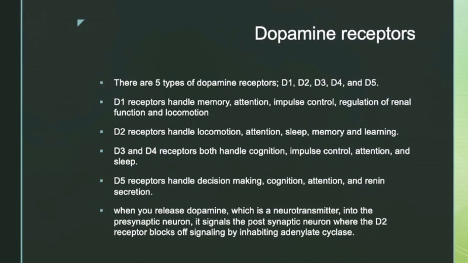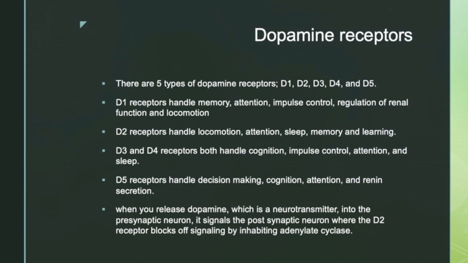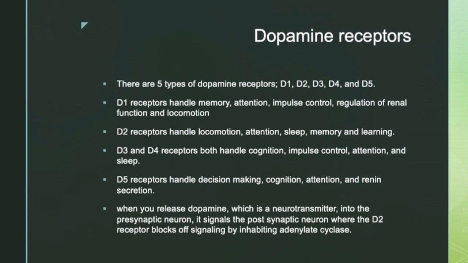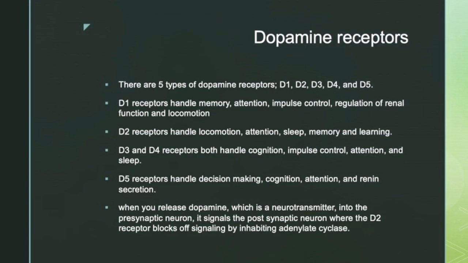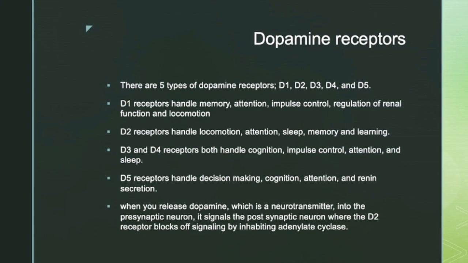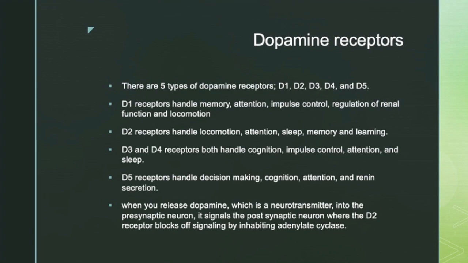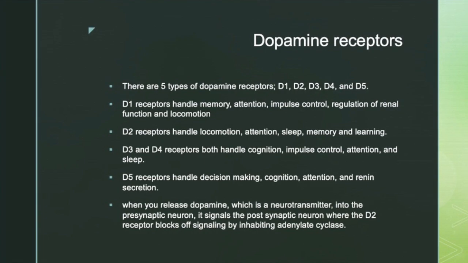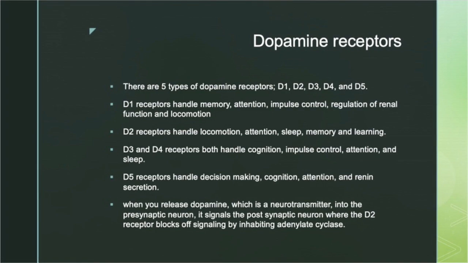D3 and D4 receptors both handle cognition, impulse control, attention, and sleep, while D5 receptors handle decision making, cognition, attention, and renin secretion. When you release dopamine, which is a neurotransmitter, into the presynaptic neuron, it signals the postsynaptic neuron where the D2 receptor blocks off signaling by inhibiting adenylate cyclase.